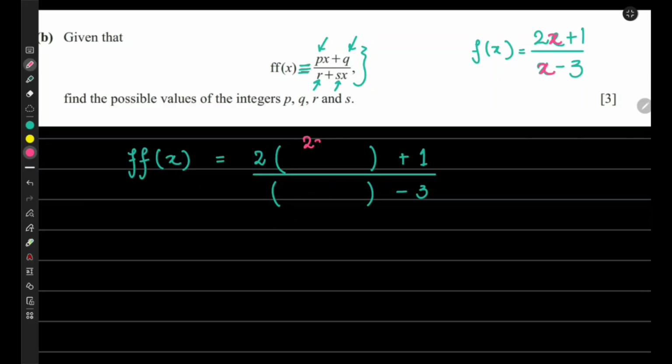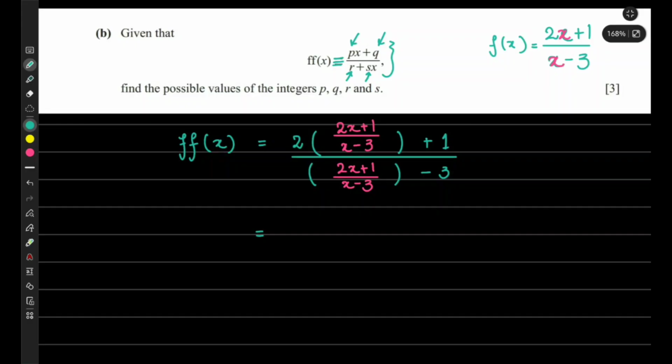So again, 2x plus 1 over x minus 3. Now because we have fractions, we need to simplify it very carefully. We will be solving numerator and denominator separately because these are fractions both in the numerator and the denominator, and this needs to be dealt with very carefully.